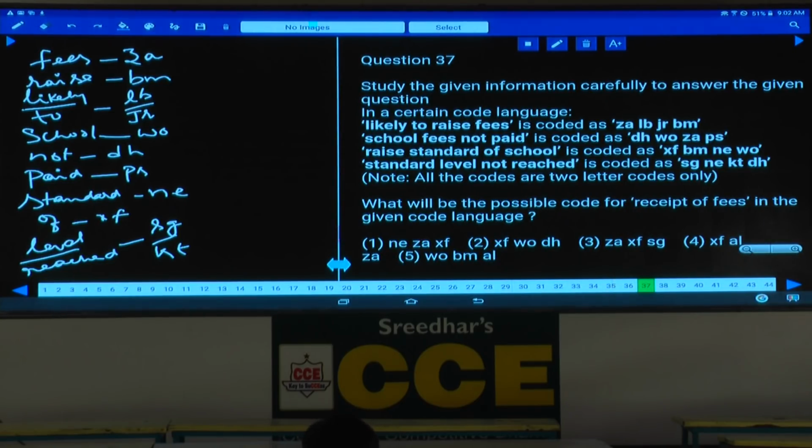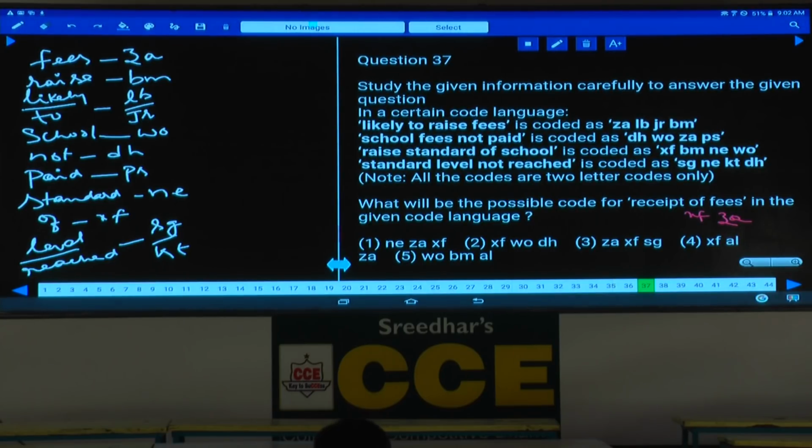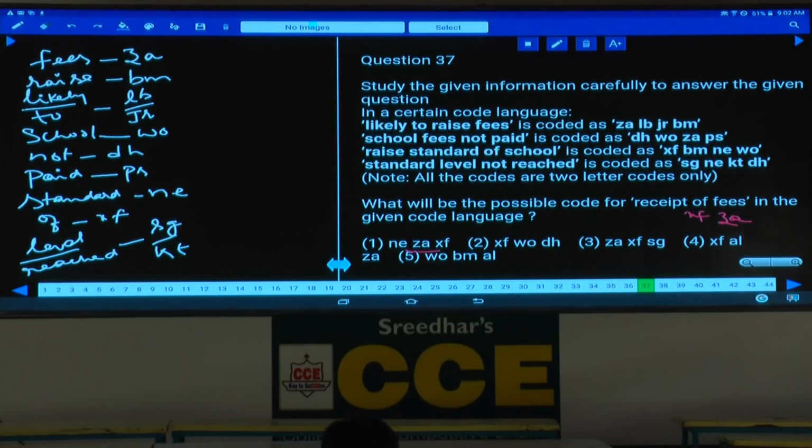Then 37, what will be the possible code for receipt of fees? Of is XF. What is the code for fees? Fees is ZA. Now the receipt: is there any word receipt here? Receipt is nowhere given. XFZA can be choice 1, XFZA cannot be choice 2, XFZA can be choice 3, XFZA can be choice 4. Now choice 1, if you observe here, XFZA is there, NE. Tell me whether NE can be the code for receipt or not.